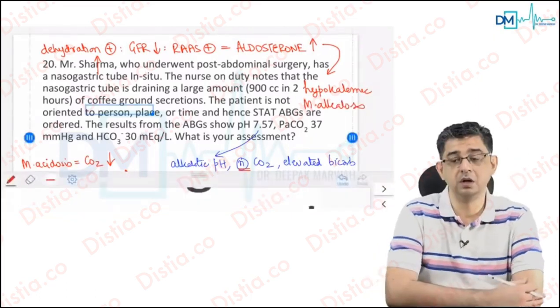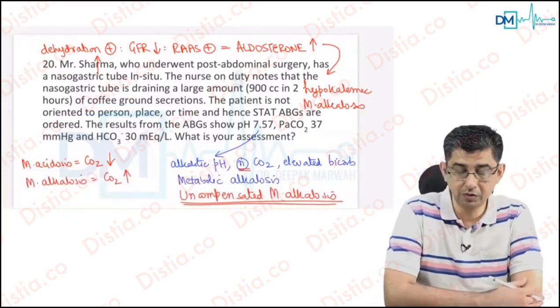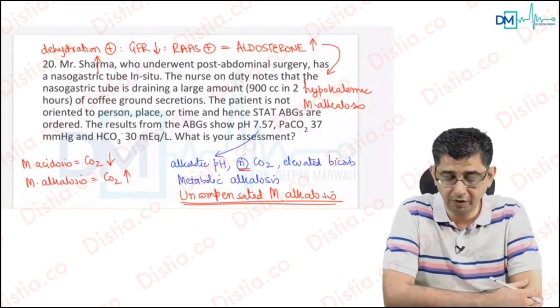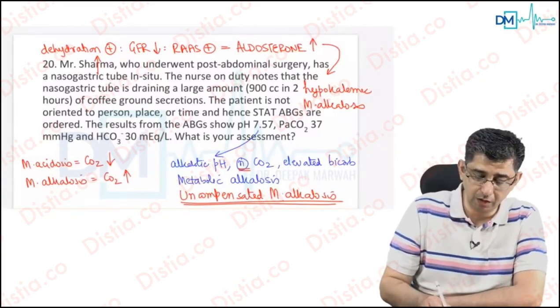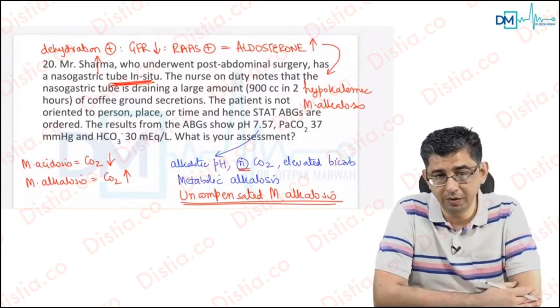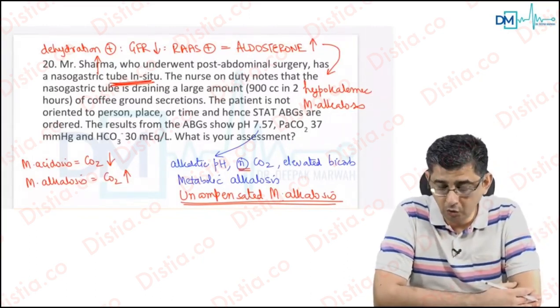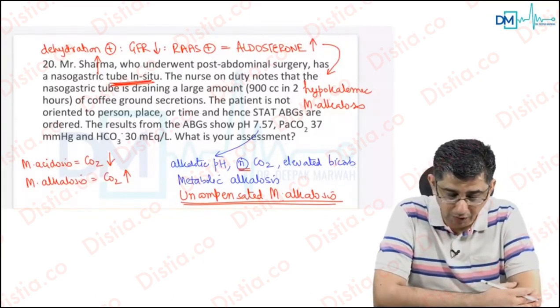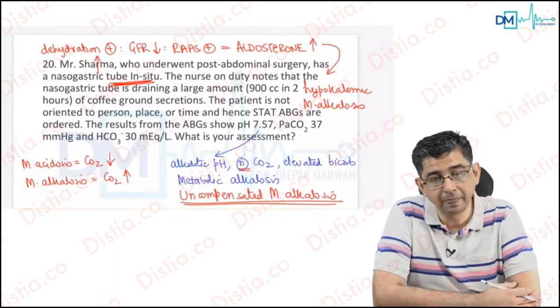loss of hydrogen. The correct answer to this question has already been told to you, but I've tried to explain to you the fact that whenever you read about excessive NG tube drainage, then you have to think in terms of hypokalemic alkalosis present in a patient.